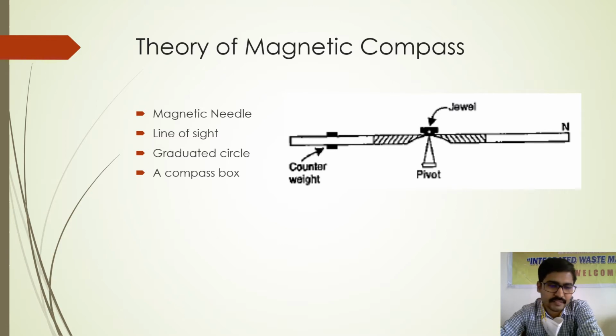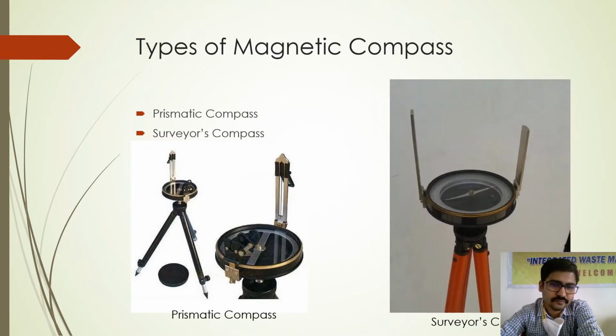Let us see what different types of compass we have now. In your syllabus you have two types of magnetic compass. The first type is the prismatic compass, and the second type is the surveyor's compass. You can see at the bottom we have two figures: on the left side you find a prismatic compass, and on the right side you find a surveyor's compass. They almost look similar, but there is a slight difference between the two, which we are going to understand thoroughly.